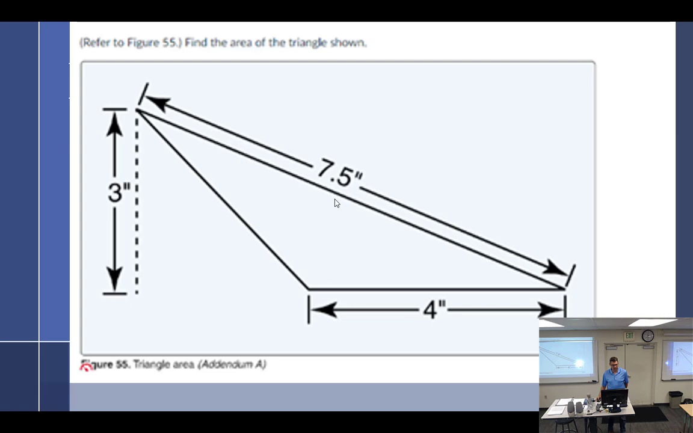Well, that one's a little blurry up there. Figure 55, find the area of the triangle as shown. Now what are you going to do? Same thing. Formula is width times length divided by 2. So 4 times 3 divided by 2. 4 times 3 is 12 divided by 2 equals 6 inches squared.